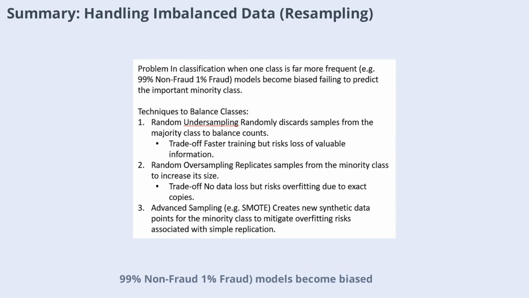Problem in classification: when one class is far more frequent, e.g. 99% non-fraud, 1% fraud, models become biased, failing to predict the important minority class. Techniques to balance classes. Random undersampling randomly discards samples from the majority class to balance counts. Trade-off: faster training but risks loss of valuable information.